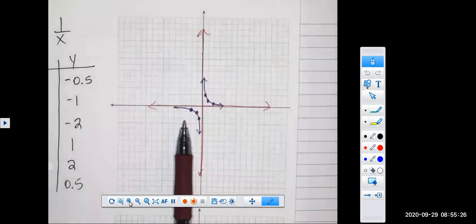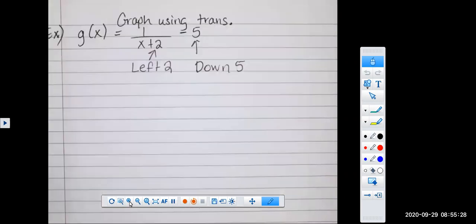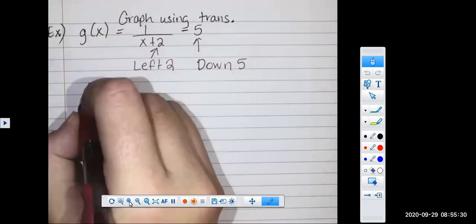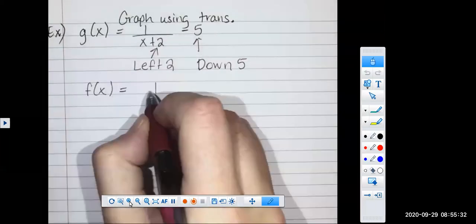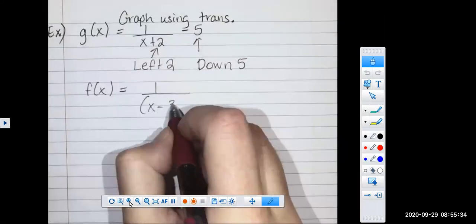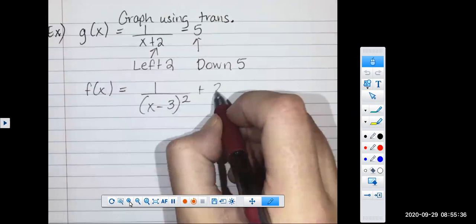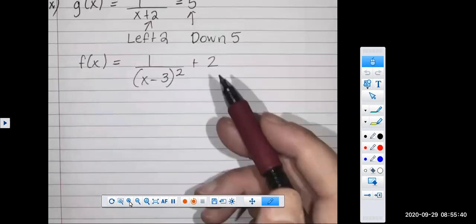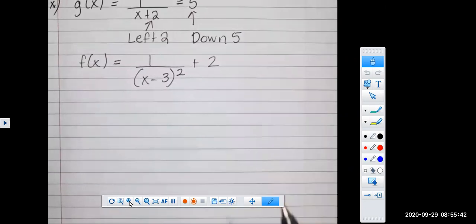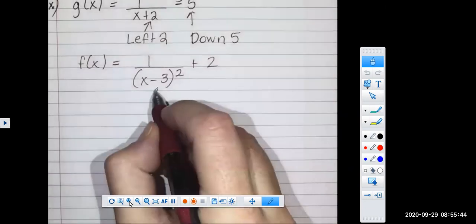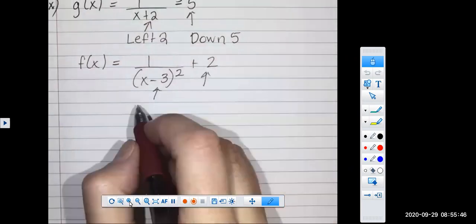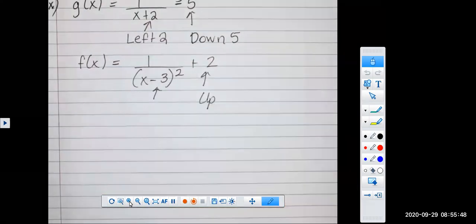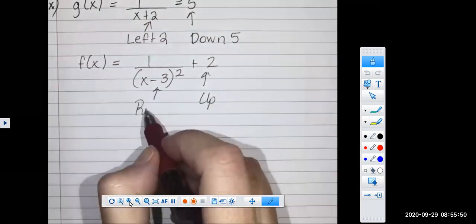So it would be this graph that I'm shifting left 2 places, down 5. All right, and let's say I've got f of x equals 1 over x minus 3 squared plus 2. So in this case, it would be the x squared graph, and you're moving it, tell me which 2 ways? Good, you're going to move it up 2 places, and you're going to move it right 3.